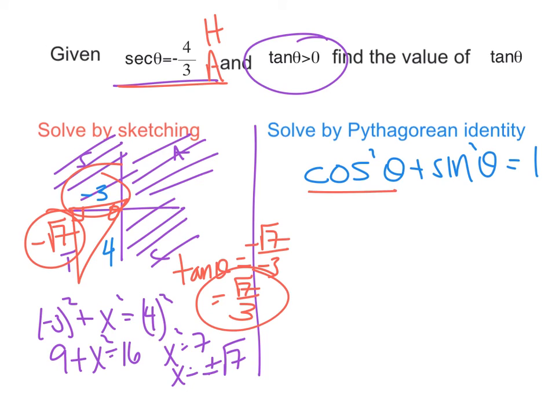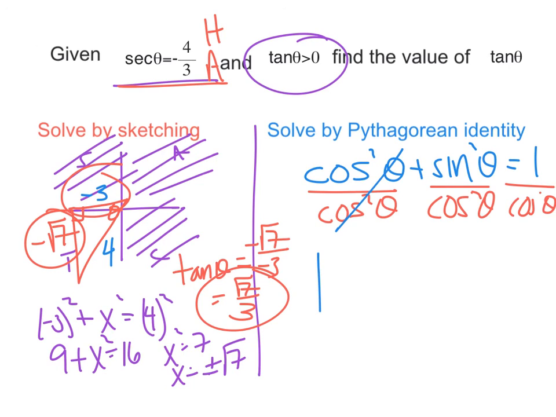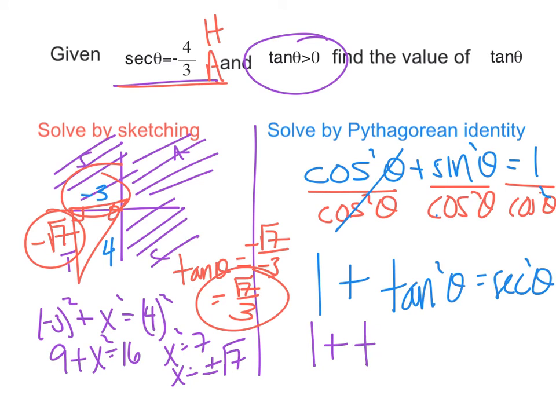Well, I think if I divide everybody by cosine squared, go ahead and do the same thing. It's good practice. Let's see what we get. Cosine squared over cosine squared is 1. Sine squared over cosine squared is tangent squared. And 1 over cosine squared is secant squared. Now I can use the other Pythagorean identity to solve this. So I have 1 plus tangent squared theta equals secant squared theta.